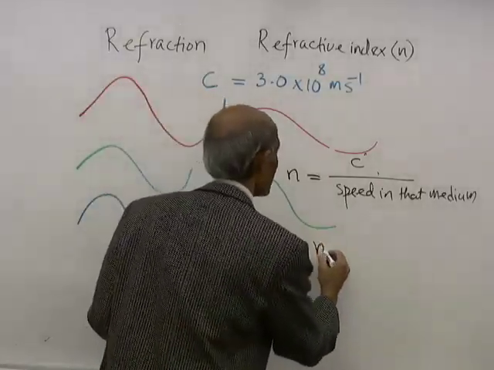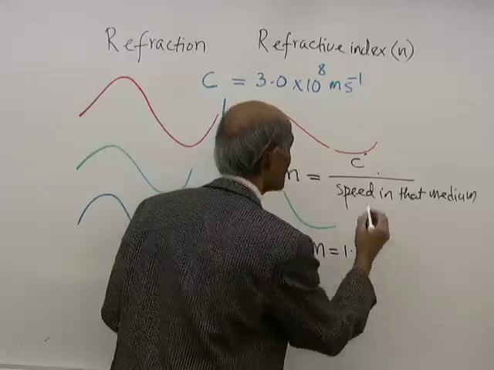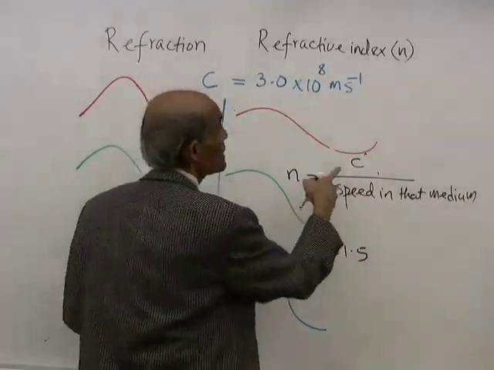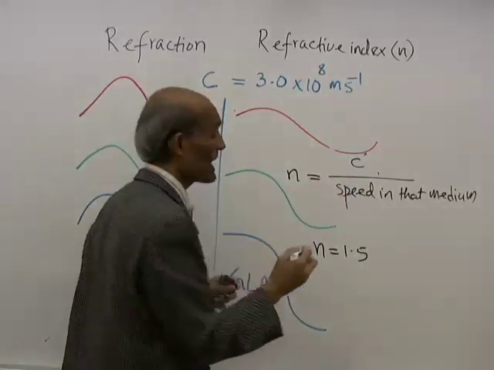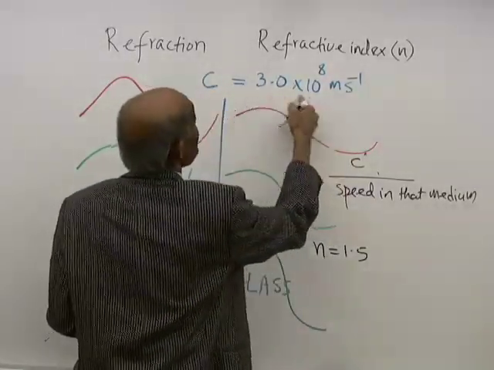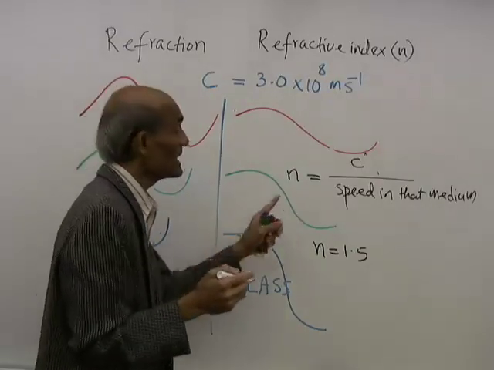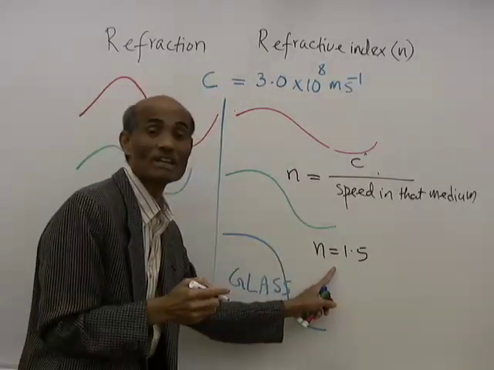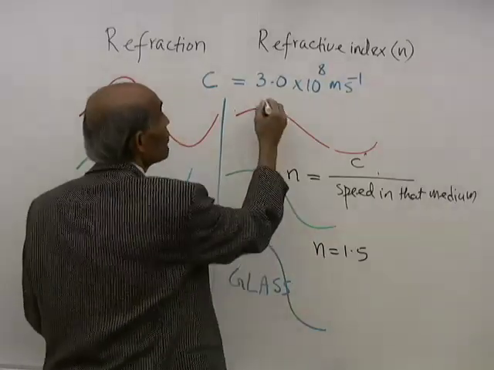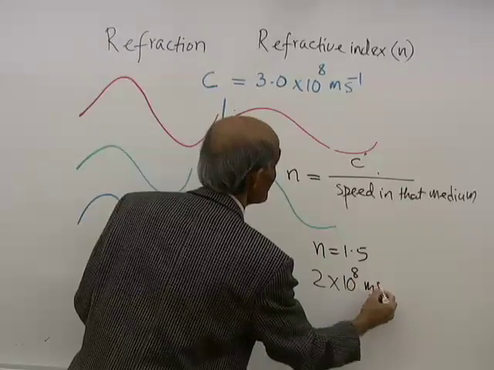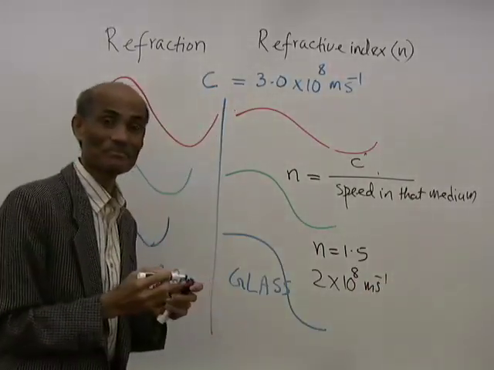Now, suppose we say n equal to 1.5. Well, what that means is, if the speed of light in vacuum is 3 times 10 to the power of 8, then the speed of light in a medium of refractive index 1.5 will be 2 times 10 to the power of 8 meter per second.